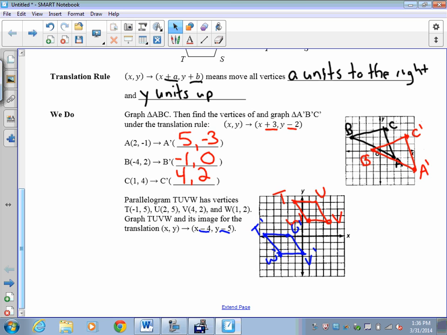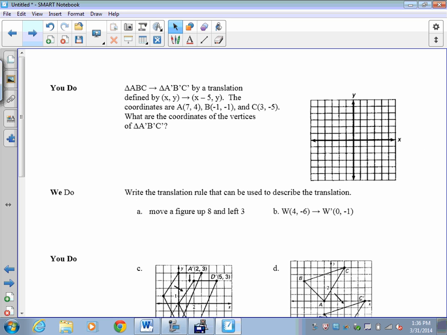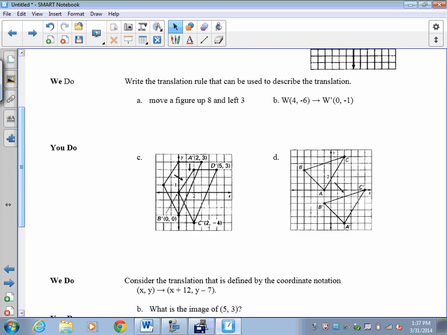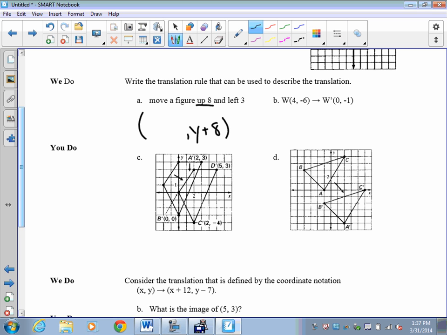So to start off on page 2, there's an example that I would like you to do where it's another triangle where we have the pre-image given to us and we need to find the image. We're asked to write a translation rule that can be used to describe the translation. So if we move up 8, that's going to be y plus 8. If we move to the left 3, that means it's going to be x minus 3.